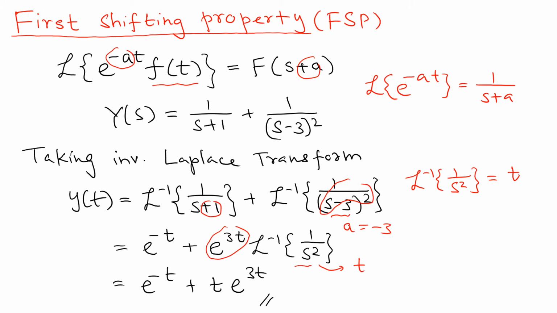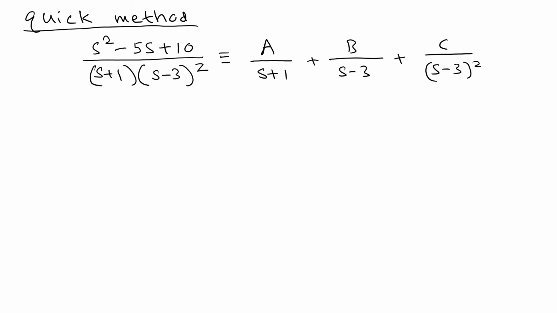Actually, we normally say that we cannot use the cover-up method when you have a repeated factor, for example, s minus 3 squared. Actually, there is a technique that you can use in certain cases. For example, if there's only one such term, you can do that. So let's see. Let's call this the quick way. How can we find those A, B, C quickly for the same problem? So we have this, and now the question is how to find A, B, C.